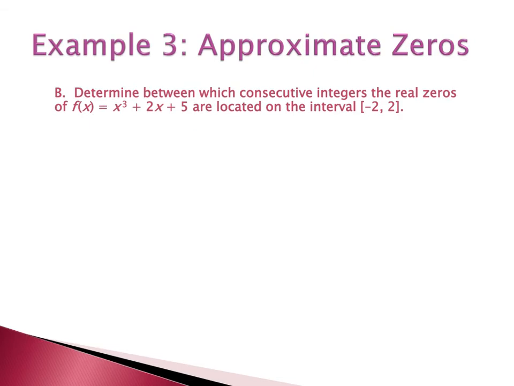In example 3, part B, we're going to again approximate zeros for a function. This time we're asked to determine between which consecutive integers the real zeros of f of x equals x cubed plus 2x plus 5 are located on the interval between x equals -2 and x equals +2. So this time I am going to graph the function x cubed plus 2x plus 5, and I want to know, in between an x minimum of -2 and an x maximum of 2, how many zeros we have and on what interval they're located.